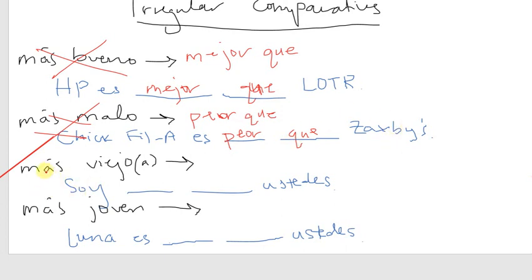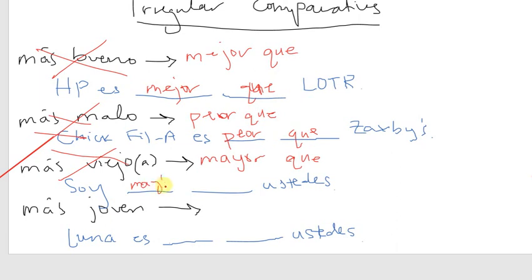Okay. Also in Spanish, you can't say more old. Viejo or vieja, remember, is old. You wouldn't say more old. You would say older, which is going to be mayor que. Okay, mayor, M-A-Y-O-R, older than.